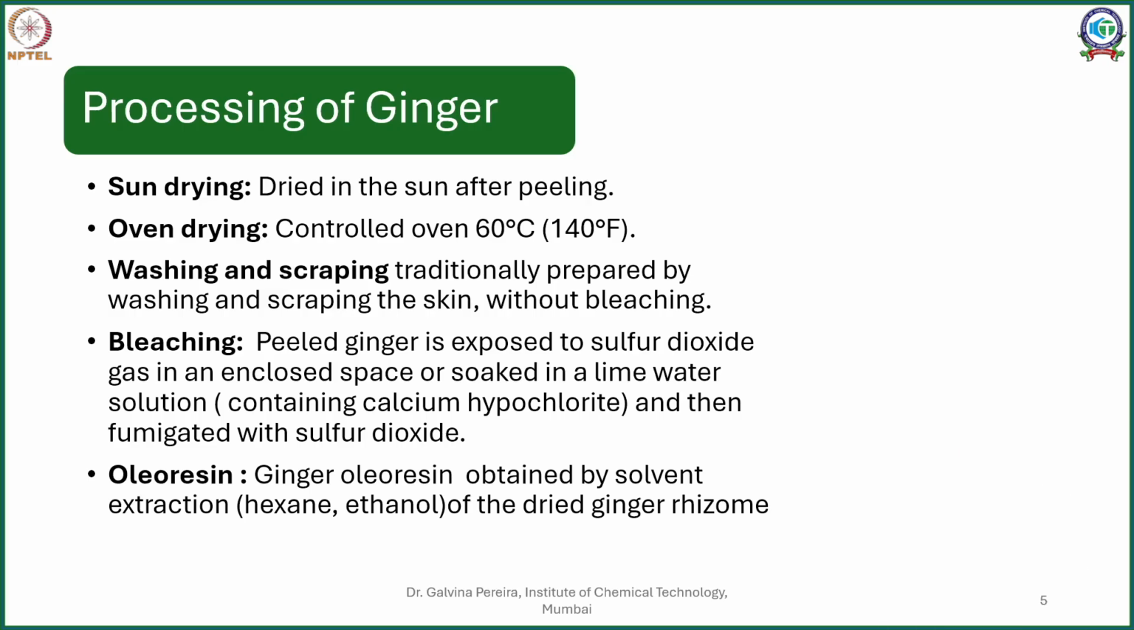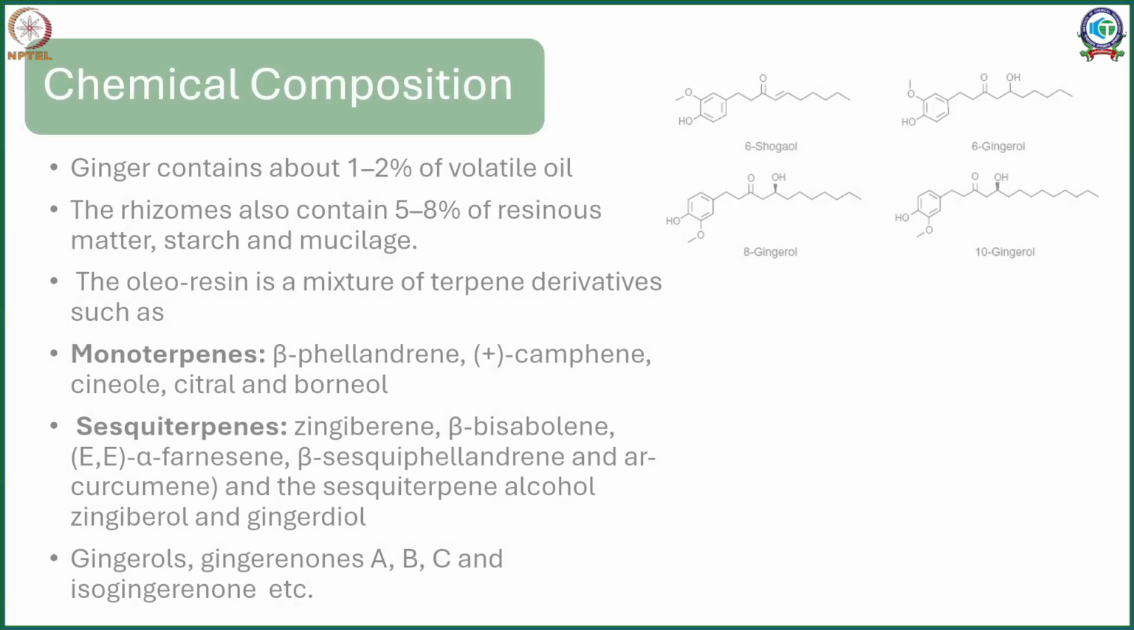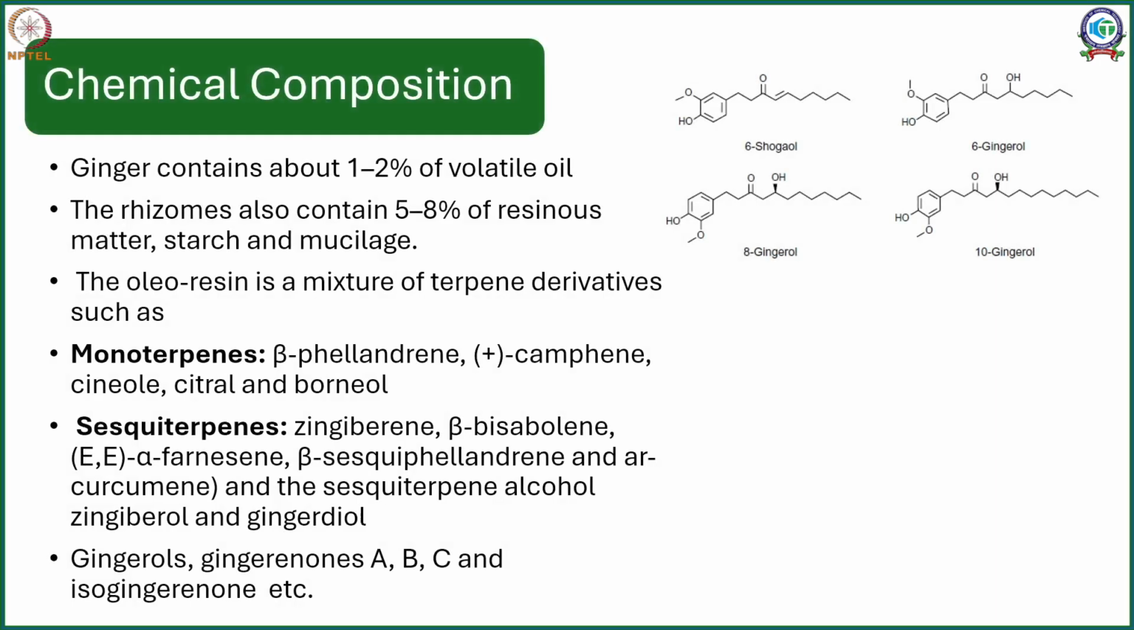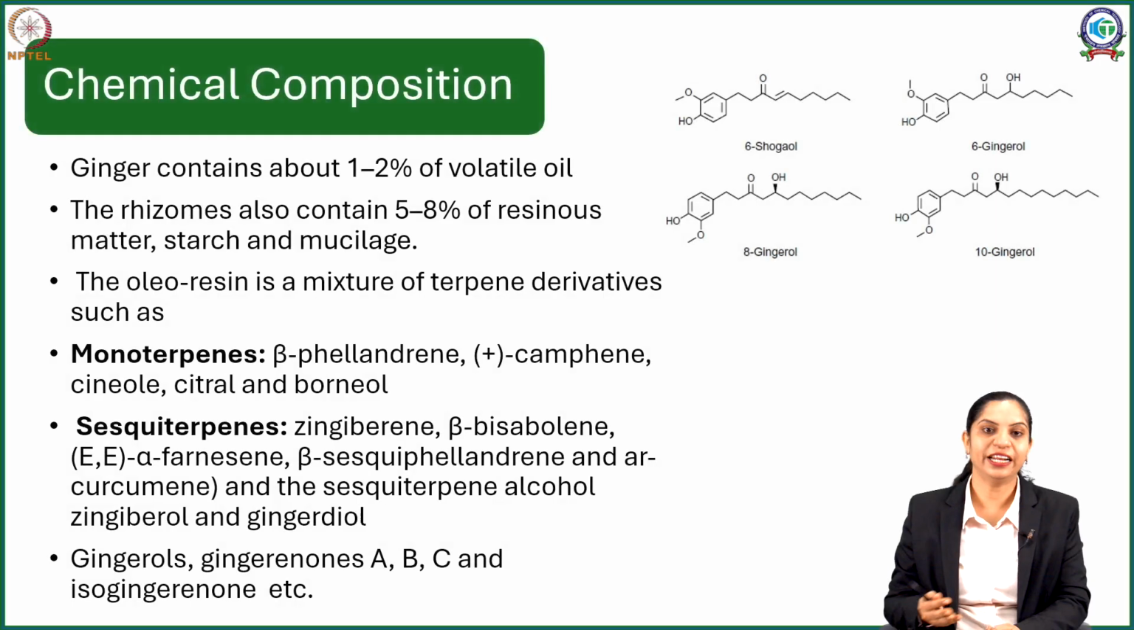Now what exactly imparts the flavor of ginger? We'll see the chemical composition. Now the oleoresin of ginger contains almost 1 to 2% essential oil, and most of the resinous composition are mixtures of your phenylpropanoids and their derivatives. So if you see your volatile oils, your volatile oil contains somewhere like your phellandrene, especially your beta phellandrene, camphene, cineol, citral, borneol.